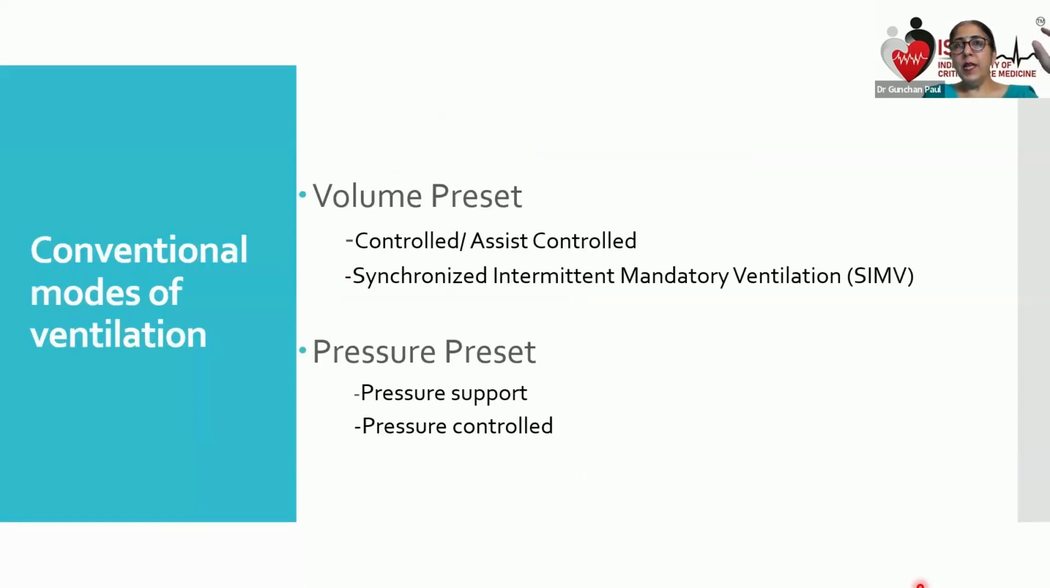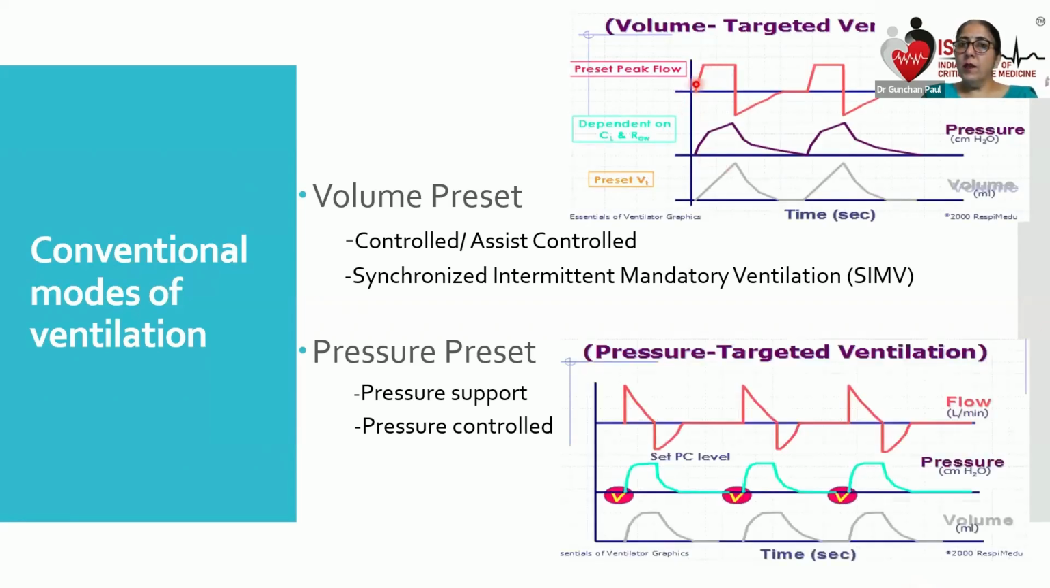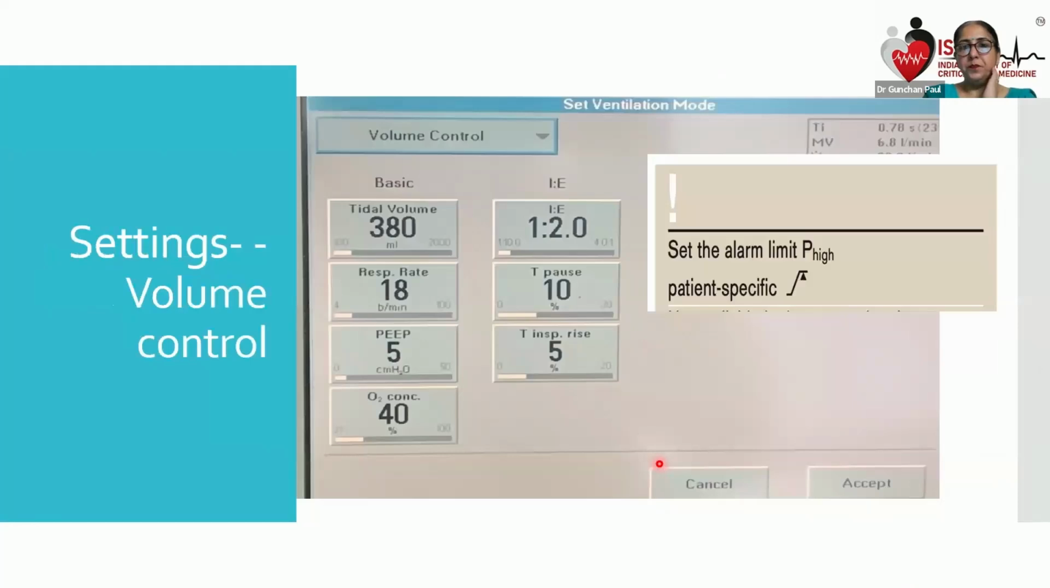So volume preset can be volume control, volume assist or SIMV. They are volume preset, and pressure preset include pressure support and pressure control modes of ventilation. Again, I am showing that in volume control, flow will be constant. If flow is a square graph, you know it is a volume preset mode. If pressure is a square wave graph, these are pressure preset modes.